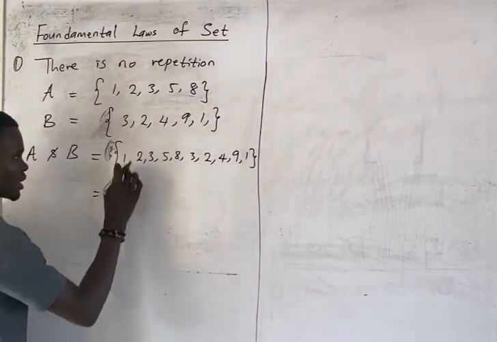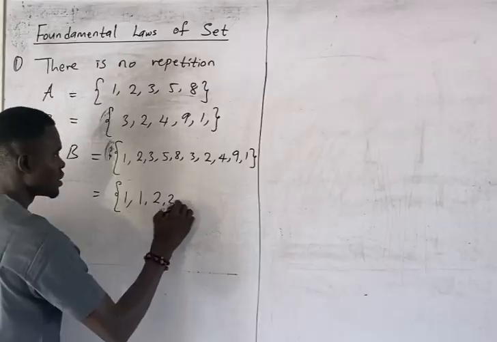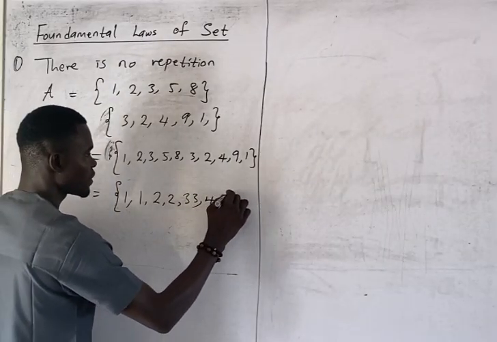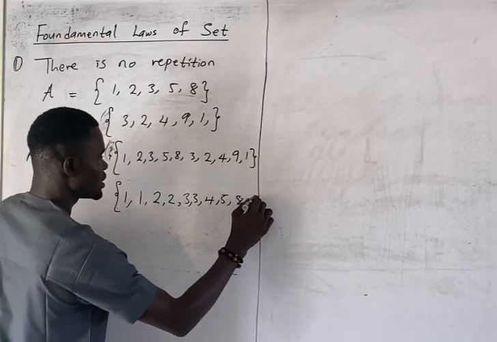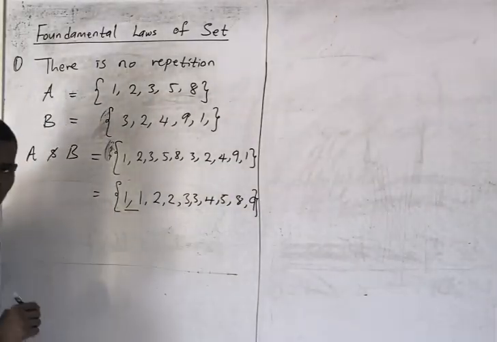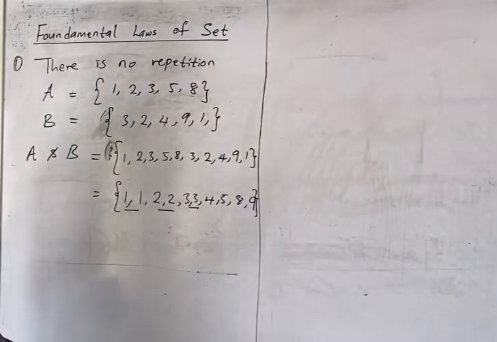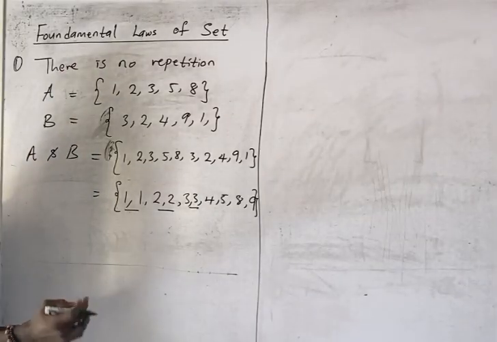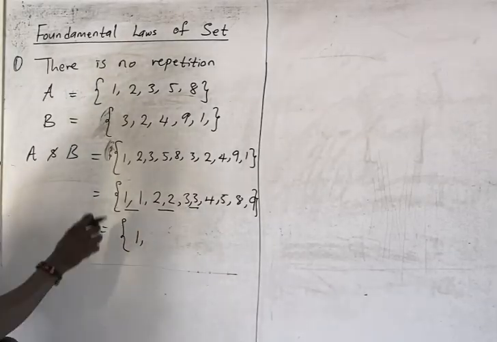So we have 1 here, we have 1 here again, we have 2 in 2 places, we have 3 in 2 places, we have 4, we have 5, and we have 8 and 9, if I'm not mistaken. So here you can see that we have 1, 1, 2, 2, 3, 3, 4, 5, 8, and 9. What this law is telling us is that there is no repetition. In case of this 1 and 1, what you're supposed to write is 1 out of this 1 and 1.